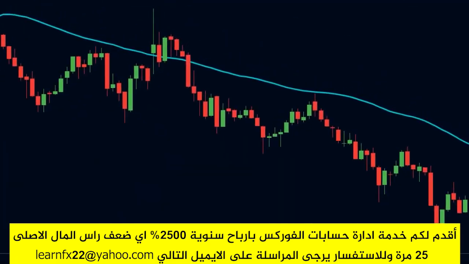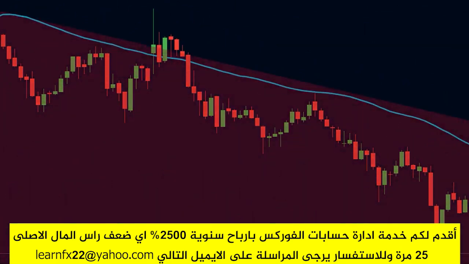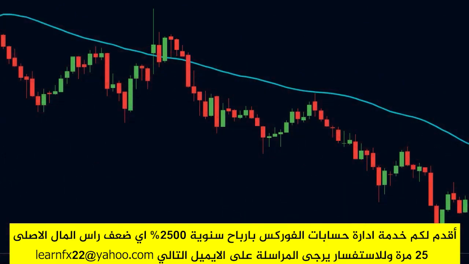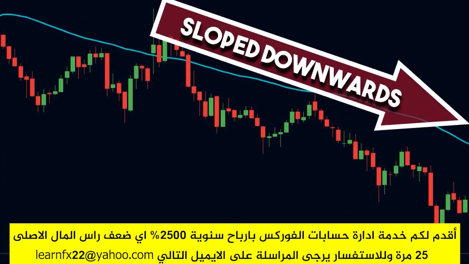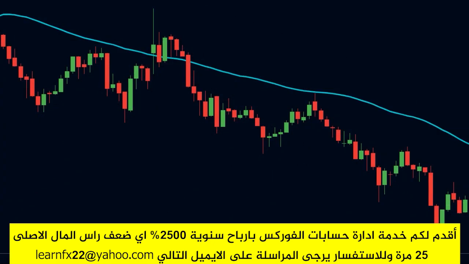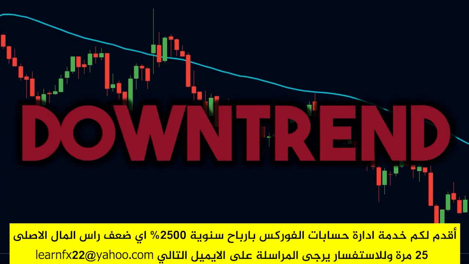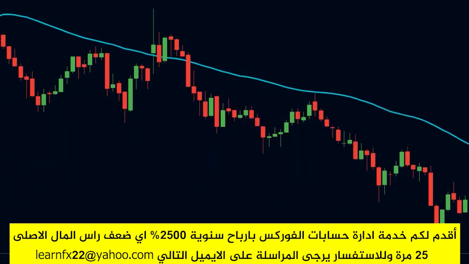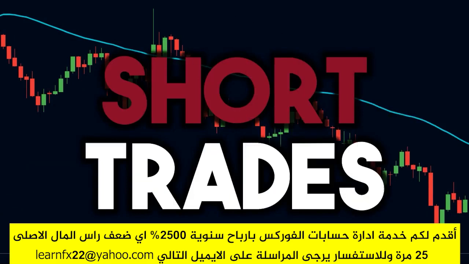Here is a sell trade on the 5-minute chart. Here we can clearly see that the price is trading below the 50-period moving average, and the moving average is also sloped downwards. Hence, we can say that the price is in a downtrend. So we will look for short trades only.